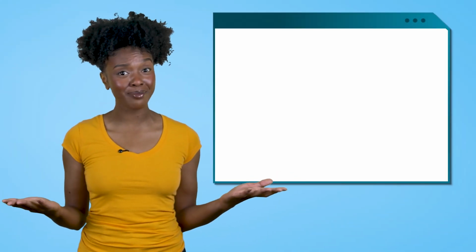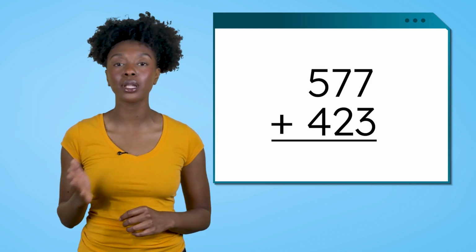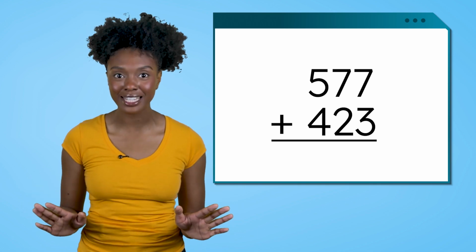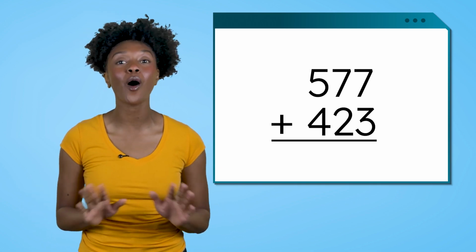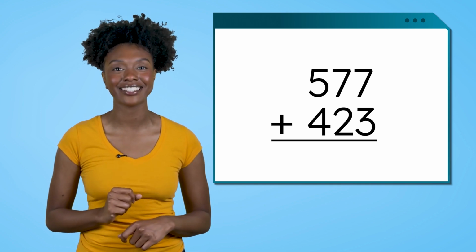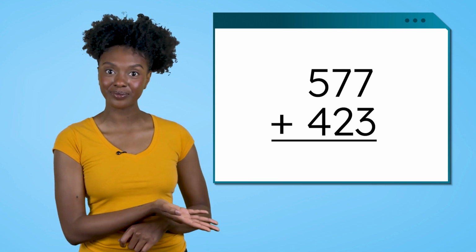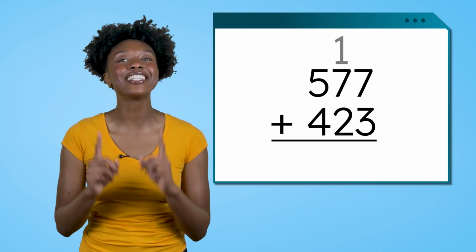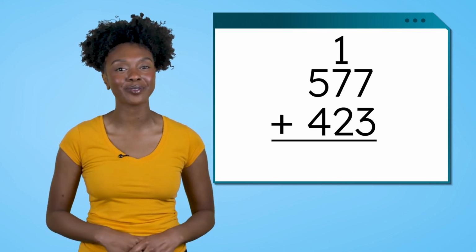I think it's time to try the math quest. We're asked to add 577 plus 423. Let's try this one without the base 10 blocks and just set it up vertically. Just like before, we always start with the smallest place value, which is the ones place. 7 plus 3 equals 10. 10 or more? Go next door. We need to regroup the 10 ones into a 10 and move it next door.